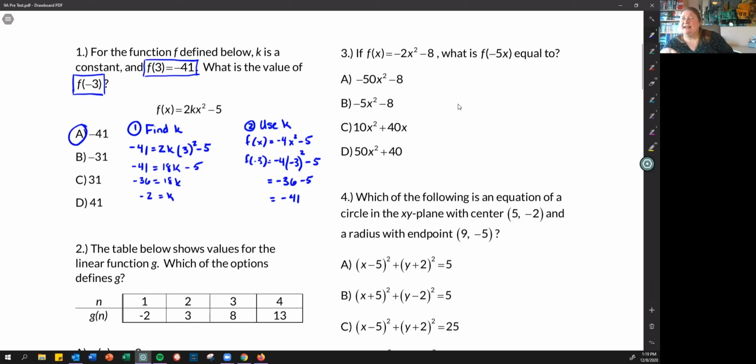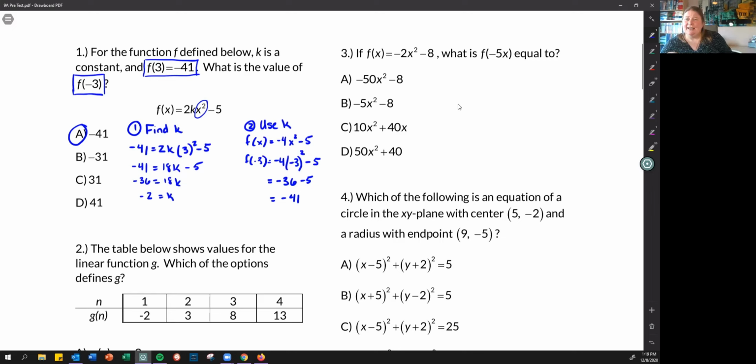Now, if you're wondering, is it a coincidence that my original function had negative 41 and my final answer is negative 41? No, that's not a coincidence. If you look really closely at this function, you'll see that the x value is squared. So you can also see that 3 squared and negative 3 squared are the same thing, right? They're both equal to positive 9.